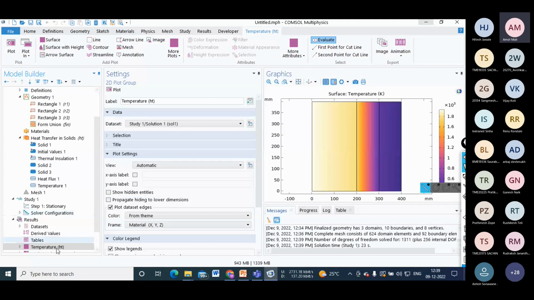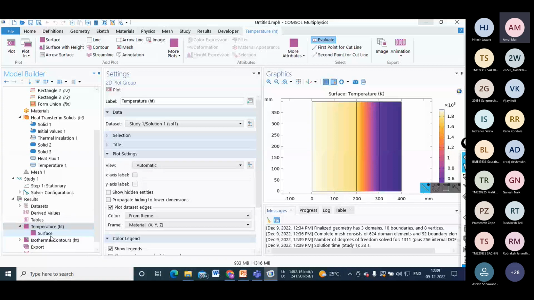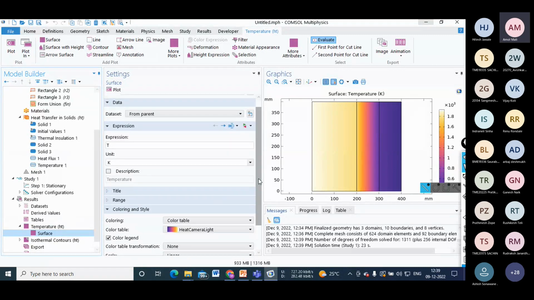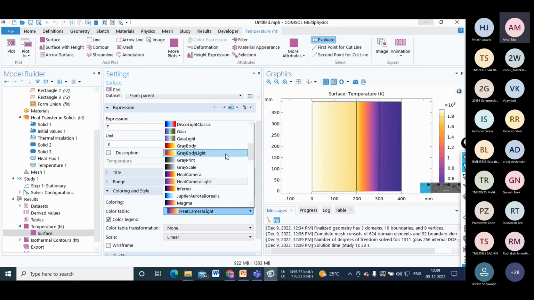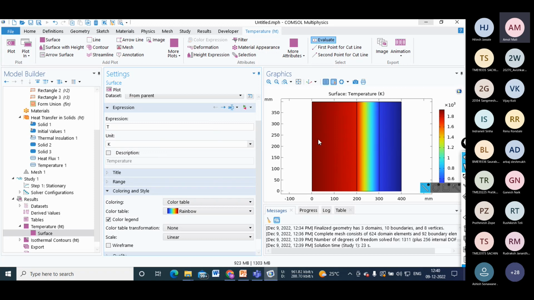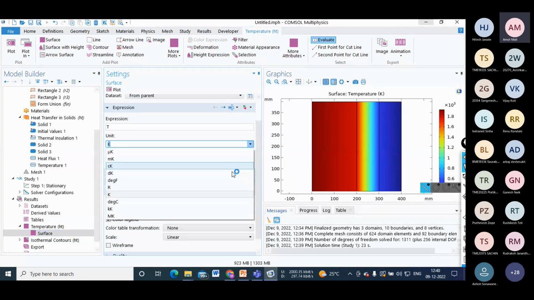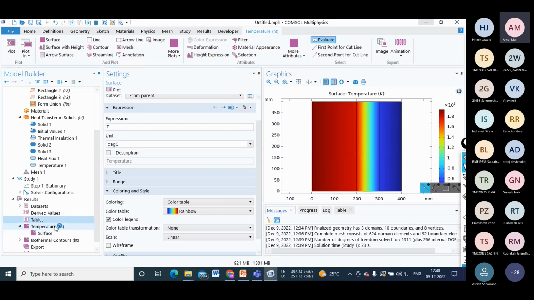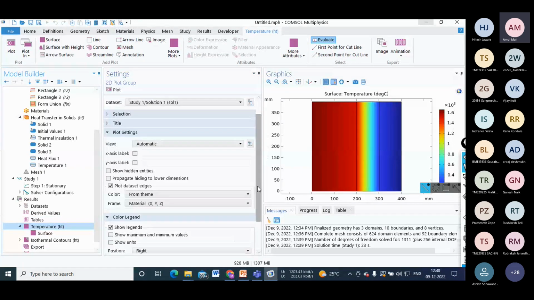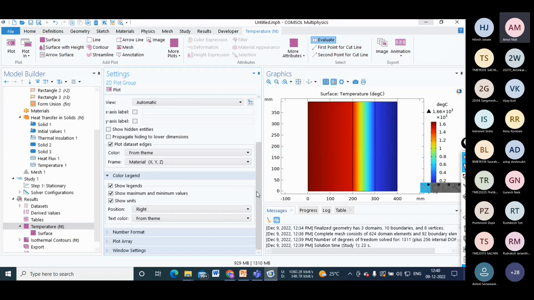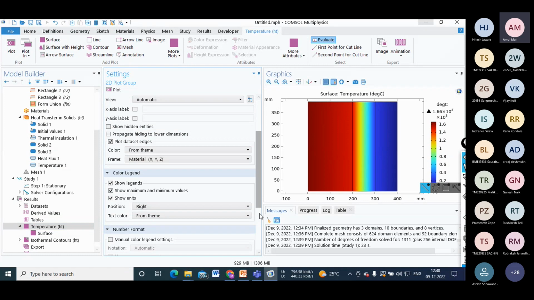Okay, now problem has been solved here. I will change the color, then we'll do rainbow color. Okay, so here you can see the nearer to this gas area you will get the more temperature, that is near about how much temperature is there. We'll convert into a degree centigrade and we'll change the number format also, so we can read easily. Number format also you can change.